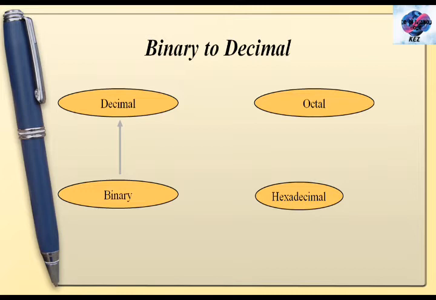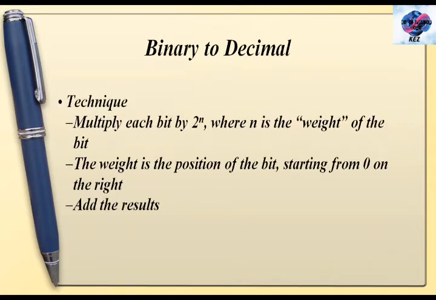Suppose a 1 or a 0 is there. The same weightage goes on from the right side, the ones position, which will be 0, then 1, then 2, then 3, then 4, in this order. So, at first what do we have to do? First, the powers of 2. See here, the technique you can see.